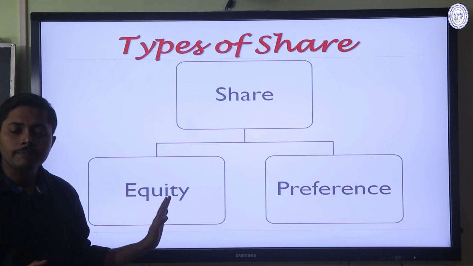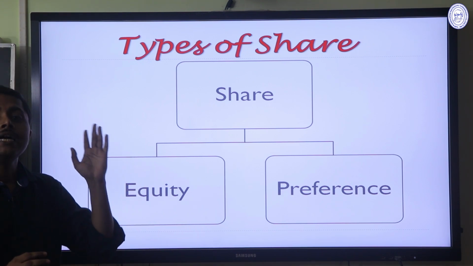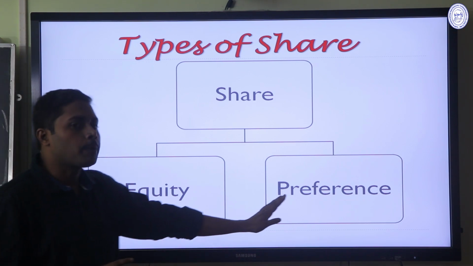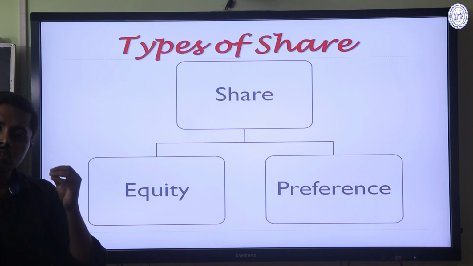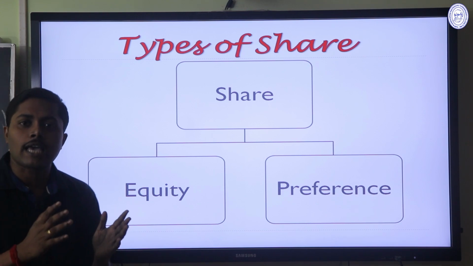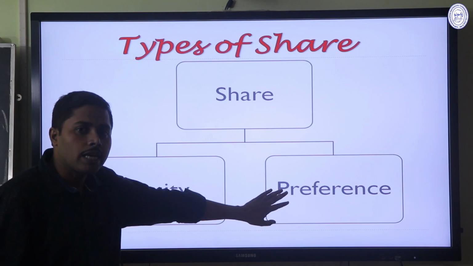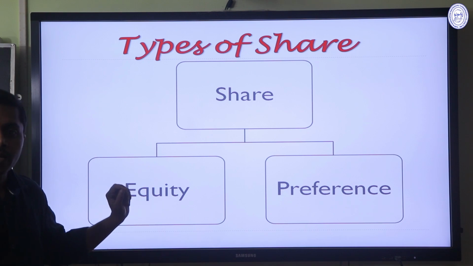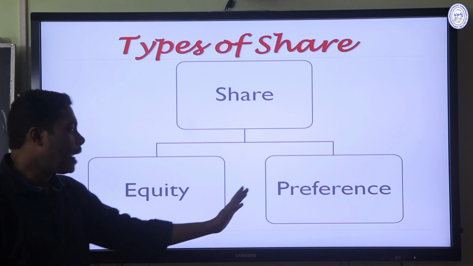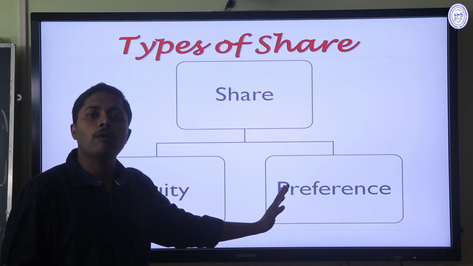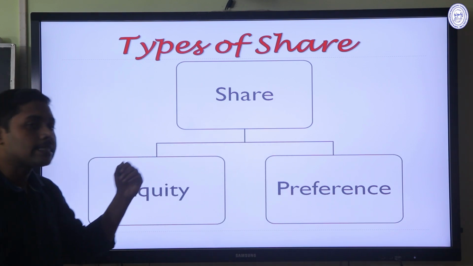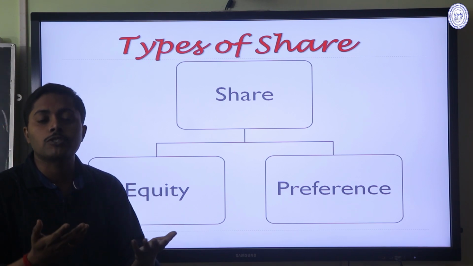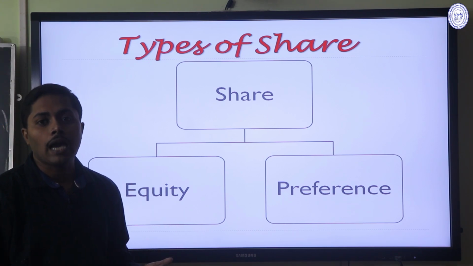So, what is equity share? Equity share is the direct participation in company's capital. And what is preference share? Preference share is also participation in the company's capital, but preference shares are given some preferences in addition to the equity shareholder. What are the preferences? They are given preference at the time of distribution of dividend, as well as at the time of redemption, that is returning of capital.